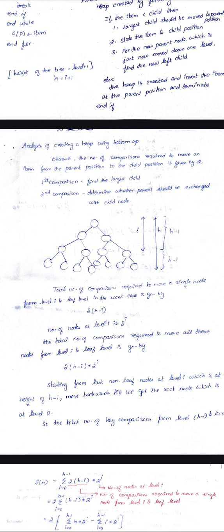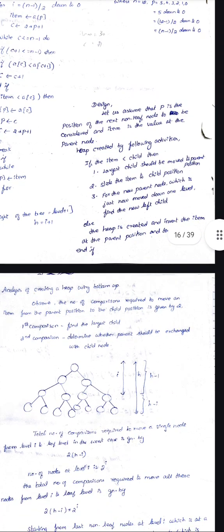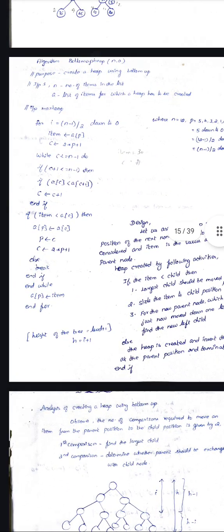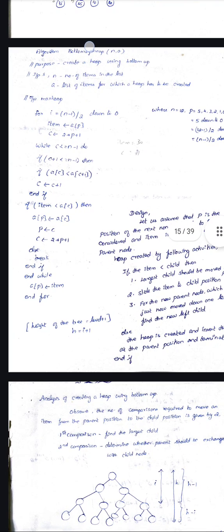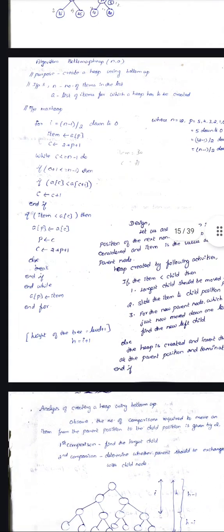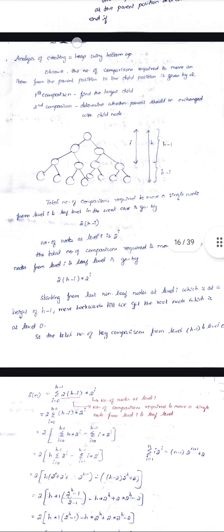Observe the number of comparisons required to move an item at level i, where the height is h, then h minus 1, then h minus i. Let us assume that it will be of this manner, and then we are comparing it. For this, we have the first comparison, find the largest child. Second comparison, determine whether the parent should be exchanged with the child node or not.